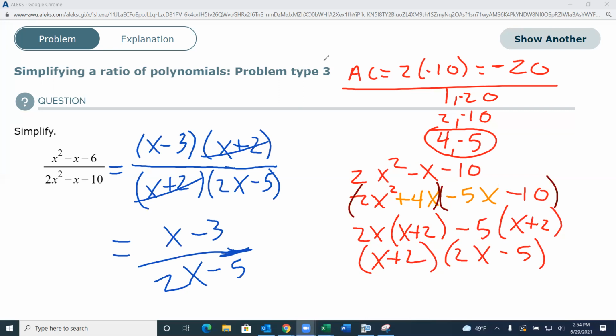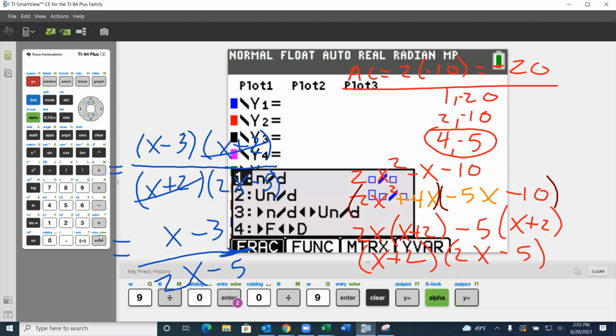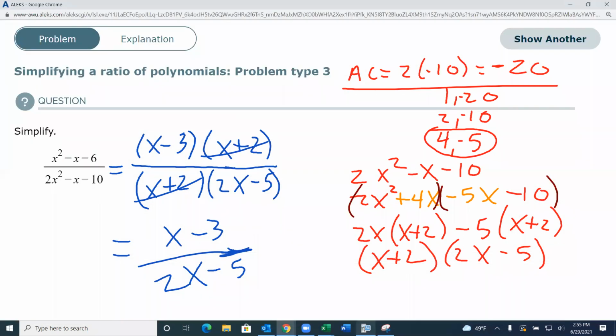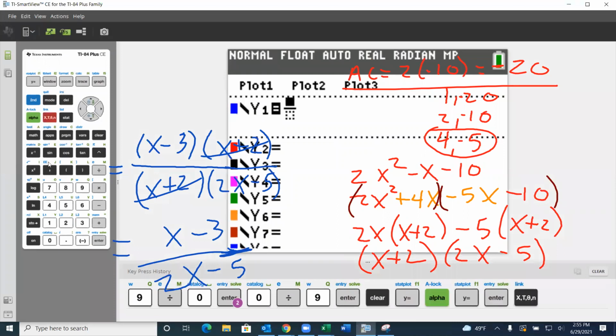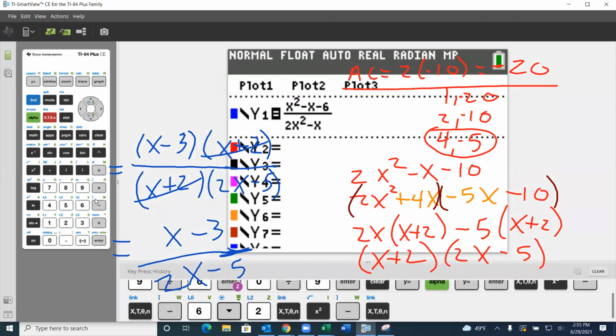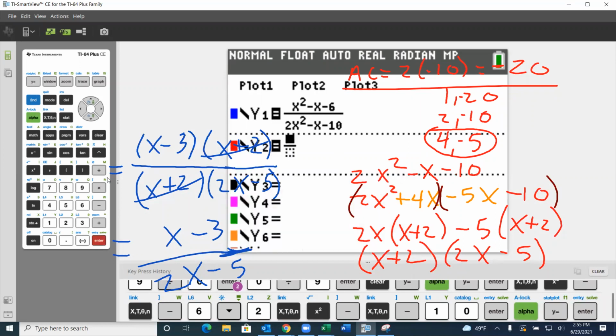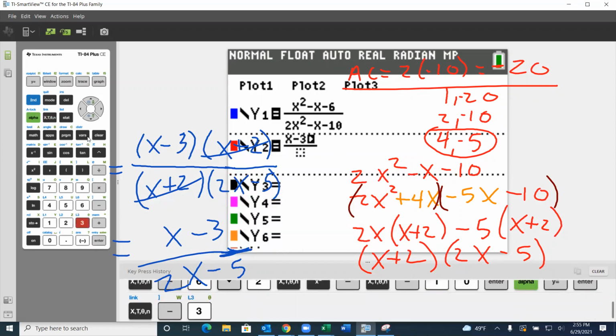Okay. So this time, let's check it on the calculator. I will go to y equals and plug in the original problem. So 1, negative 1, negative 6, so x squared minus x minus 6 over 2, negative 1, negative 10. Okay, and I claim that's the same thing as what we got for our answer, which was x minus 3 over 2x minus 5.